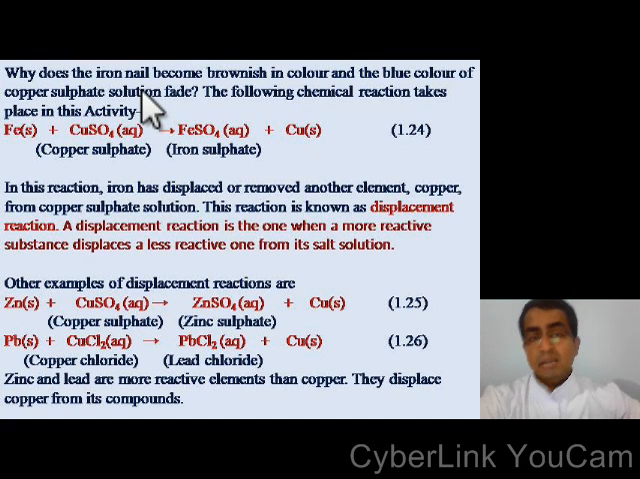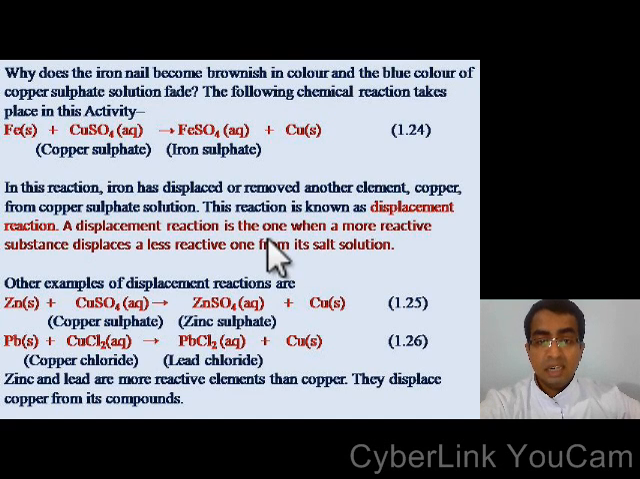Why does the iron nail become brownish in color and the blue color of the copper sulfate solution fade? Here, the following chemical reaction is taking place. Iron reacts with the copper sulfate and forms iron sulfate and copper. Here, iron displaced copper from the copper sulfate solution. So, iron has displaced or removed another element, copper, from copper sulfate solution. This reaction is known as displacement reaction.